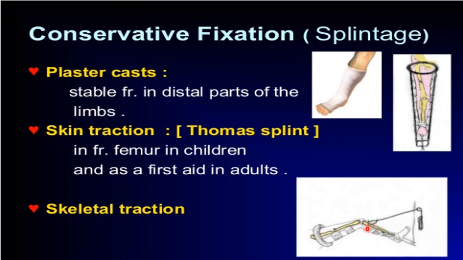Here is an example of skeletal traction, where a Steinman pin has been passed through the upper end of the tibia, and a horseshoe has been attached, and weight is pulling the skeletal traction. Skeletal traction can take a lot more weight than skin traction because the skin will be avulsed if you apply too much weight.